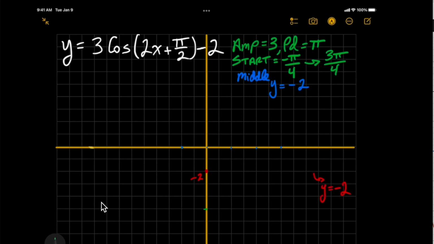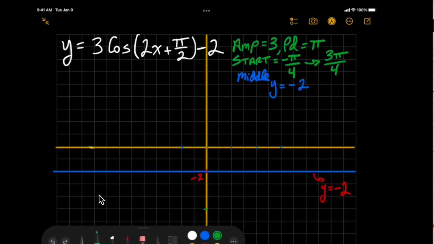Now that we have our parameters established, we are going to go ahead and graph this function. The first thing we want to do is establish the horizontal axis of symmetry, or the middle of the graph.